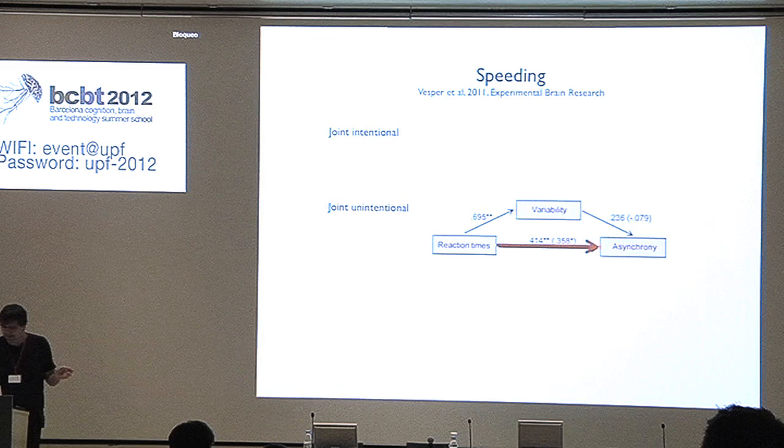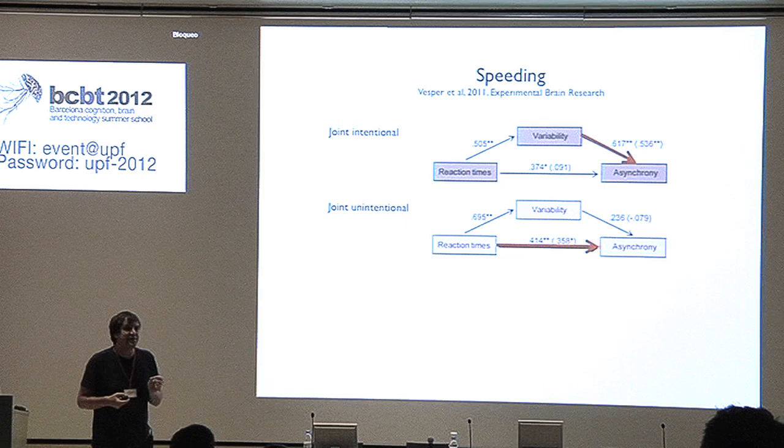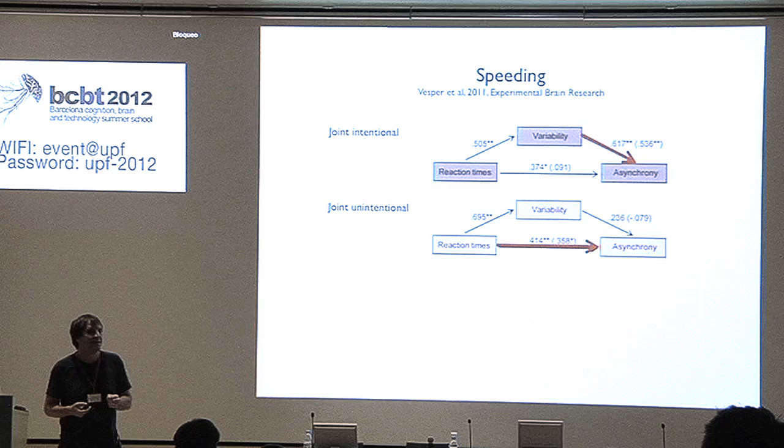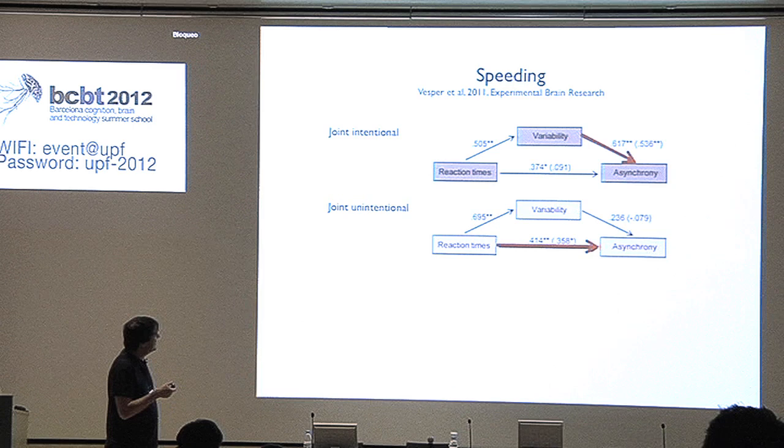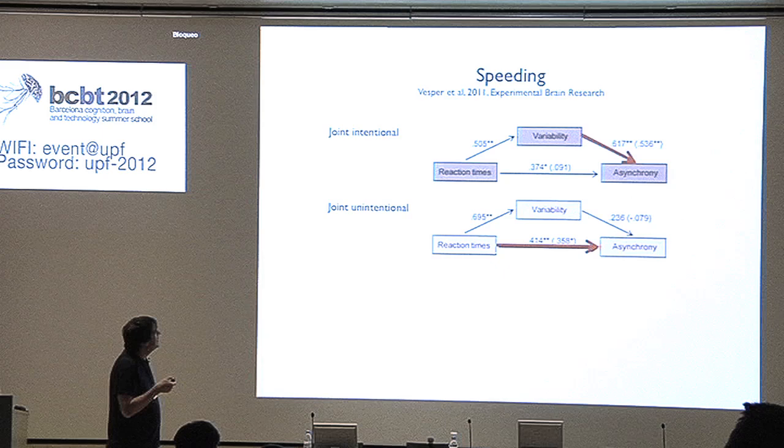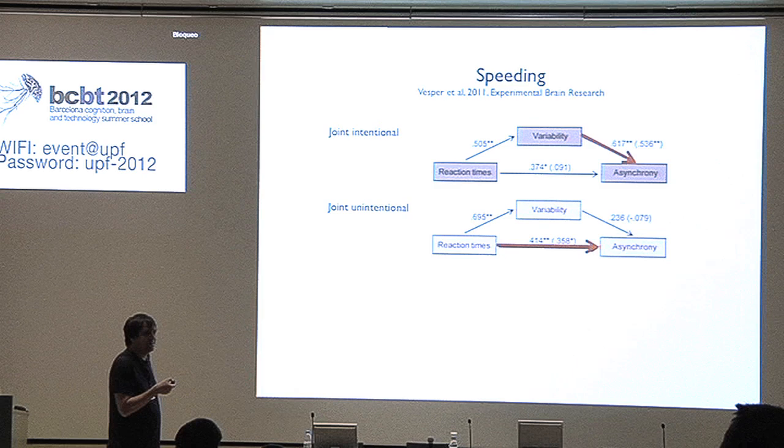The interesting finding, though, is that in the condition where we ask people to be synchronous, this correlation pattern changes. Now the main route is not directly from the reaction times to the asynchrony. Instead, lower reaction times lead to lower variability, and lower variability means lower asynchrony here.